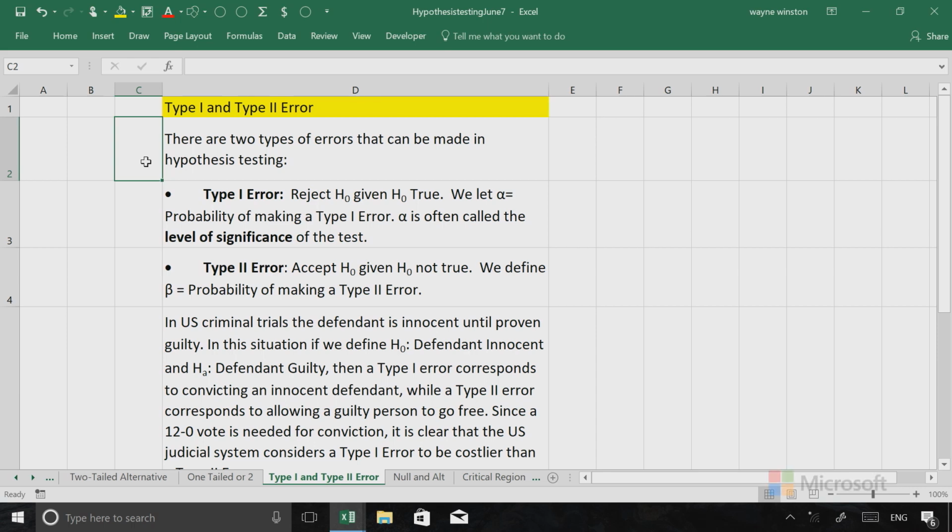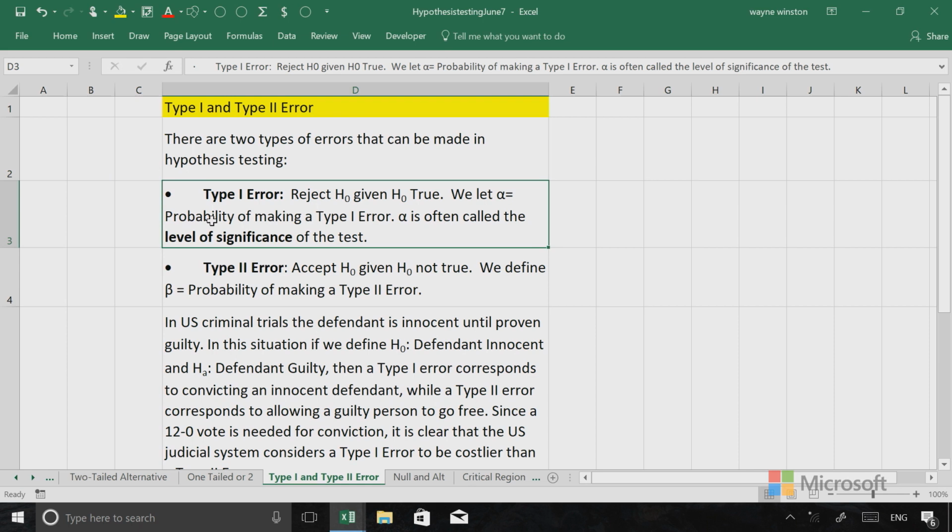In this video, we'll discuss the important concepts of type 1 and type 2 error. So if you're doing hypothesis tests, there are two types of mistakes you can make. You can make a type 1 error, which is rejecting the null hypothesis given the null hypothesis is true. We let alpha be the probability of making a type 1 error. Alpha is often called the level of significance of the test.